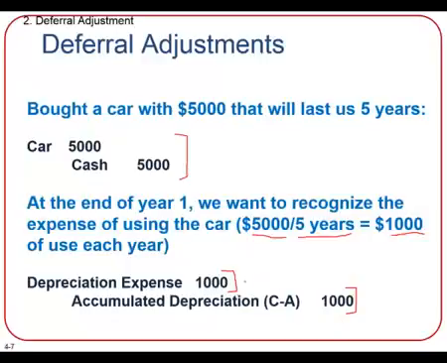Depreciation expense is an income statement account, and accumulated depreciation is an asset account. It goes on our balance sheet, even though it has a credit balance. It shows the depreciation on our assets.